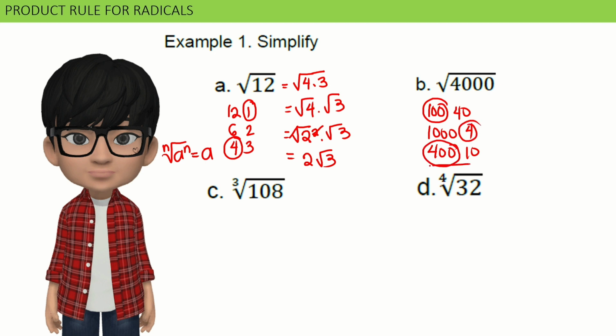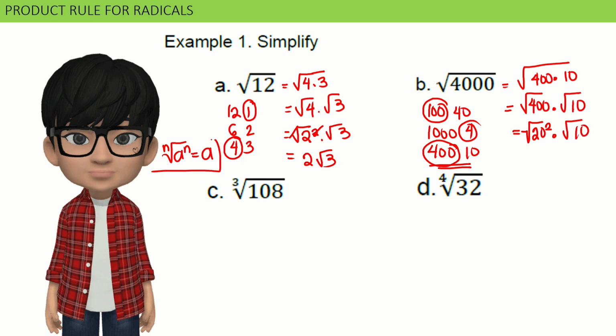So meaning to say we're going to use this factor. So that is the square root of 400 multiplied by 10. Then applying the product law of radicals, that is the square root of 400 times the square root of 10. We know that the square root of 400 is a perfect square, so we can write it as 20 squared multiplied by the square root of 10. Applying this law again, we can cancel this out, and what is left is 20 square root of 10. So that's the answer for letter B. The square root of 4,000 is simply 20 square root of 10.